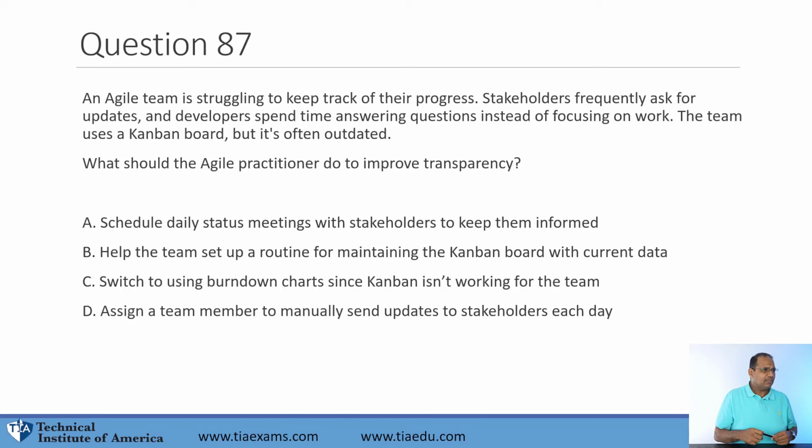Question: an Agile team is struggling to keep track of their progress. Stakeholders frequently ask for updates, and developers spend time answering questions instead of focusing on work. The team uses a Kanban, but it is often outdated. What should the Agile practitioner do to improve transparency? Schedule daily status meetings with stakeholders to keep them informed. Help the team set up a routine for maintaining the Kanban with current data. Switch to using burn-down charts instead of Kanban, which isn't working for the team. Assign team members to manually send updates.